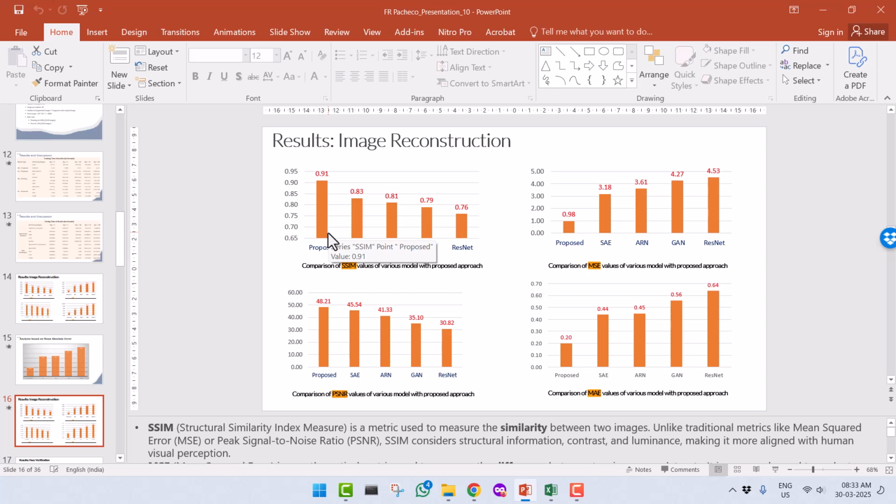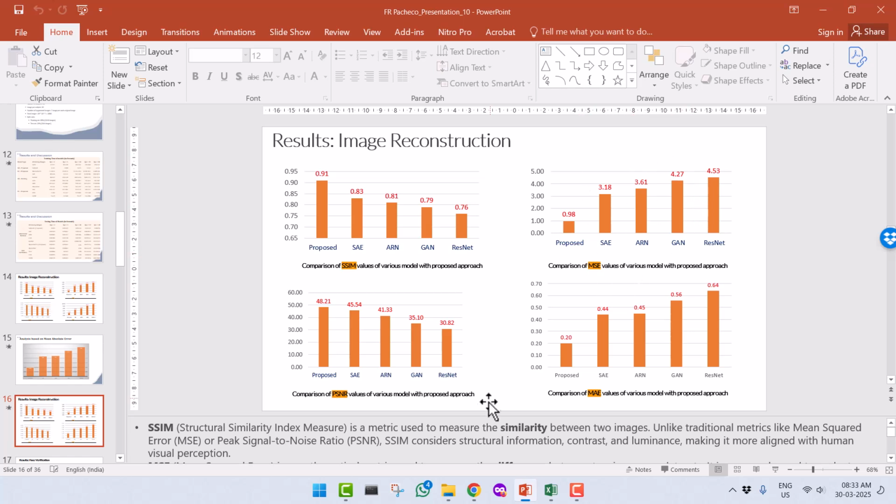Unlike MSE, that is mean squared error, or peak signal to noise ratio, the SSIM considers the structural information, contrast and the luminance to make it more aligned with the human visual perception. So SSIM is very important while we compare the two images.